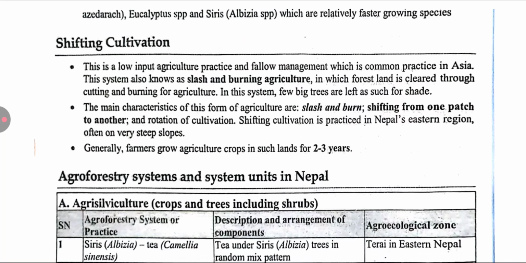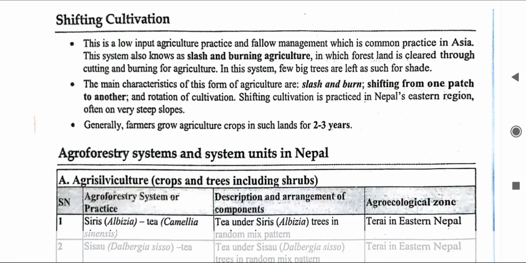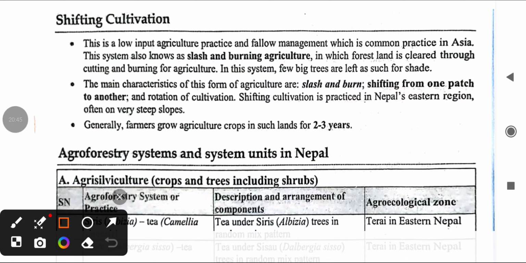Now there is shifting cultivation. This is a low input agriculture practice and forest management which is common practice in Asia. This system is also known as slash and burning agriculture, in which forest land is cleared through cutting and burning for agriculture. In this system, a few big trees are left as shade.